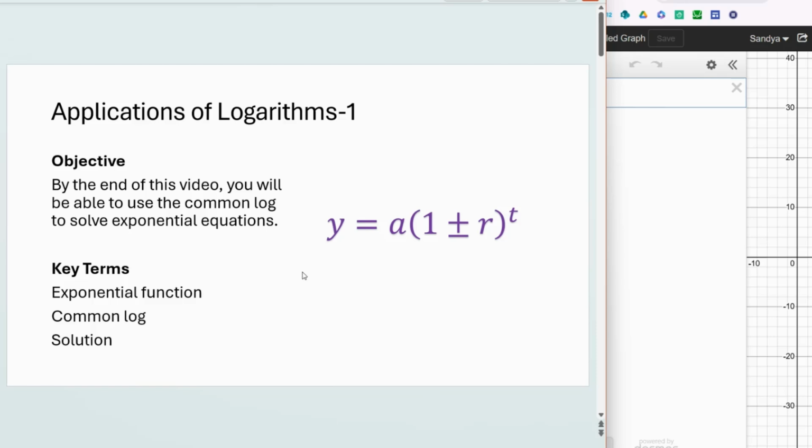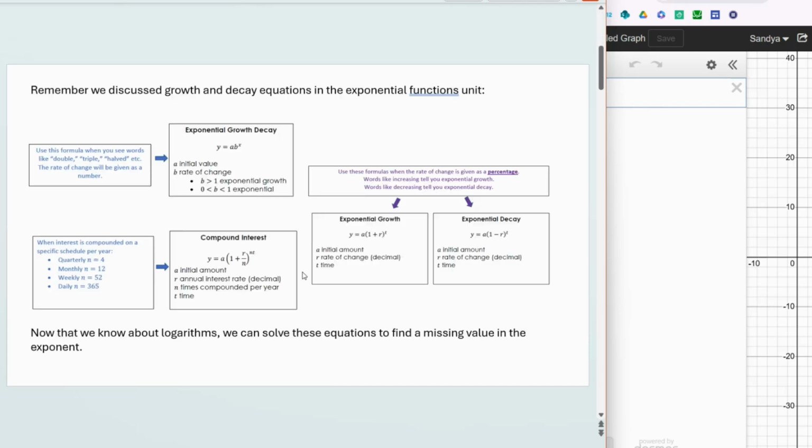In this video, we're going to talk about some applications of using logarithms to solve exponential equations. So remember back in the exponential functions unit, we talked about growth and decay equations. And remember we said we can use growth and decay equations to model several different real-life situations. So we're actually going to use all of those same equations in this lesson, but we're going to be solving for a different variable. Now that we know about logarithms, we can actually solve these equations to find a missing value in the exponent, which is different than what we were doing in the previous unit.